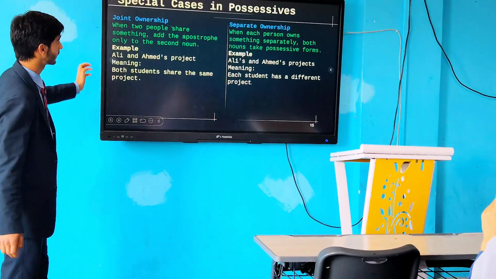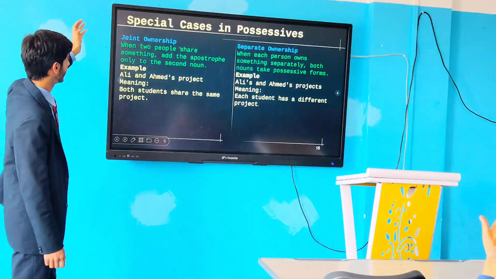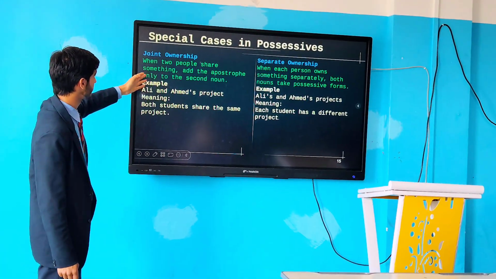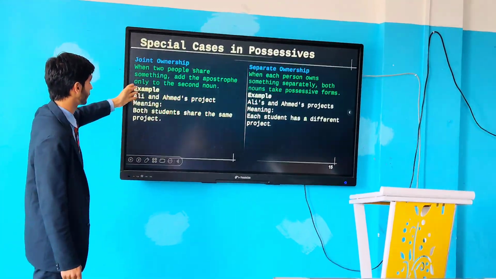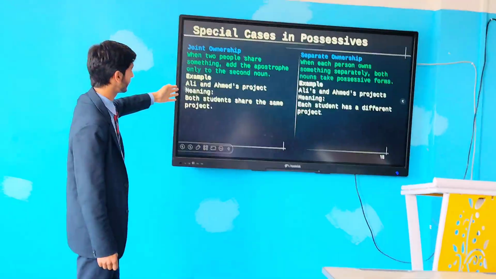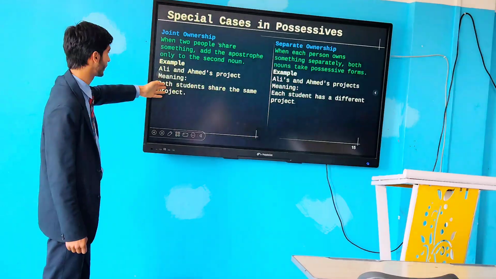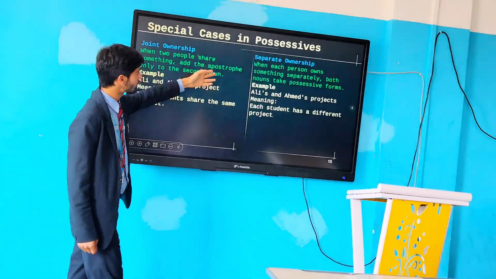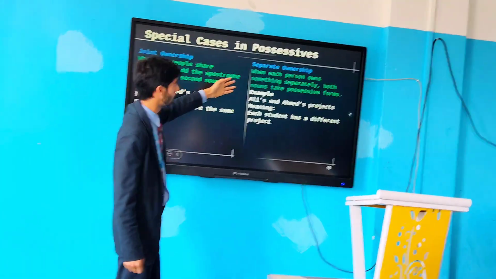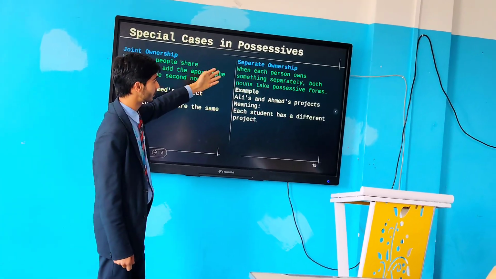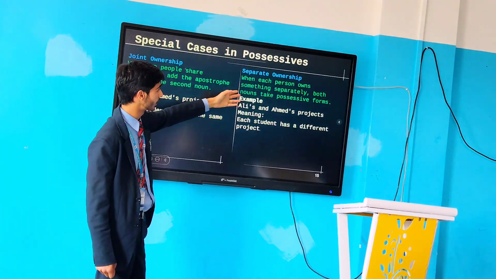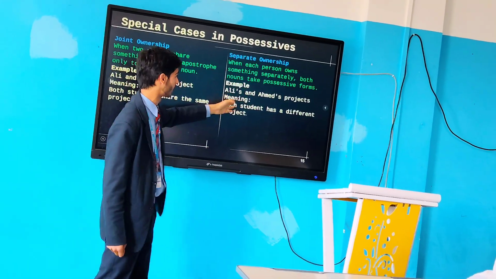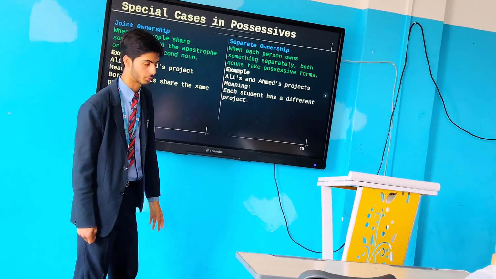Now, special cases in possessives. Here, joint ownership and separate ownership. When people share something, add the apostrophe only to the second noun. Examples include Alina and Ahmed's project, meaning both students share the same project. On the other hand, for separate ownership, when each person owns something separately, both nouns take possessive forms. Example: Alina's and Ahmed's projects. Each student has a different project.